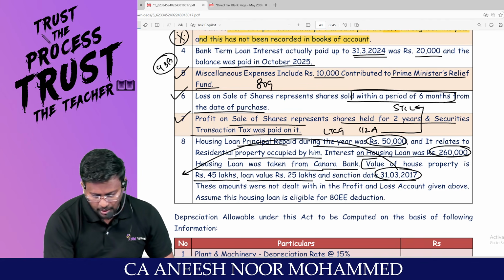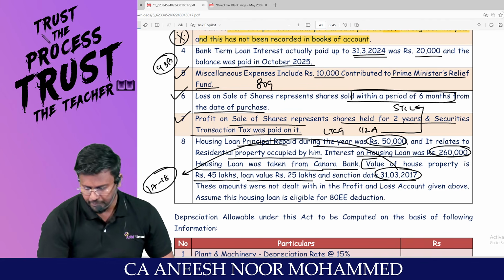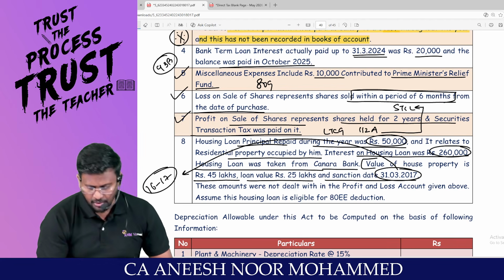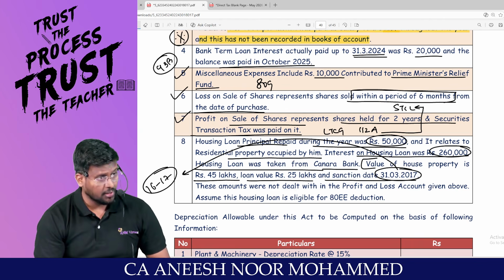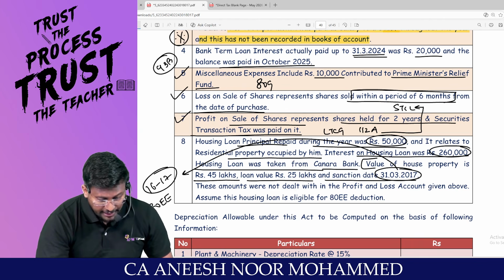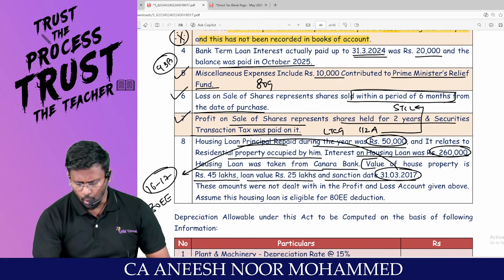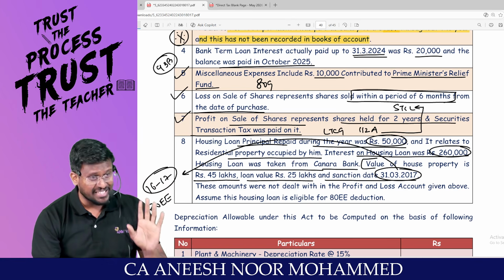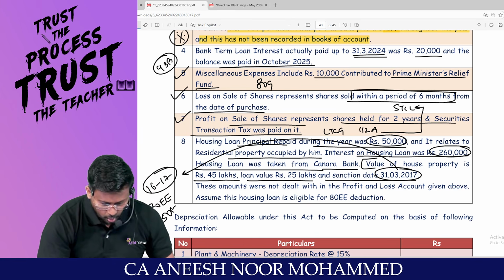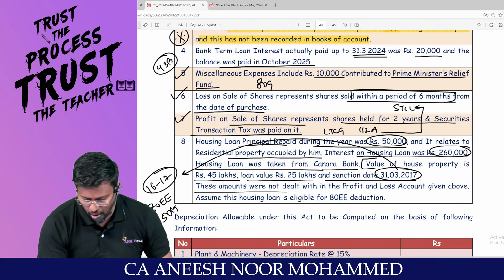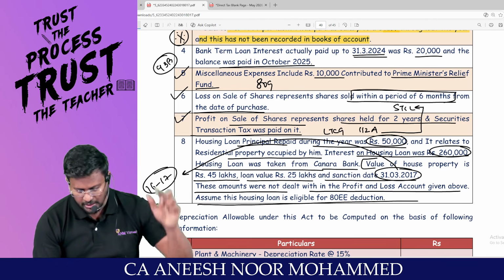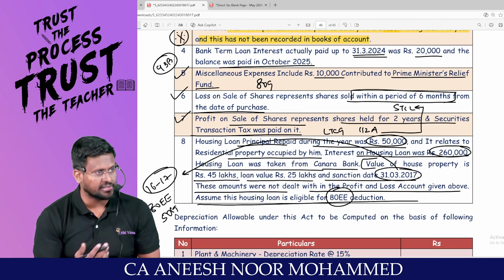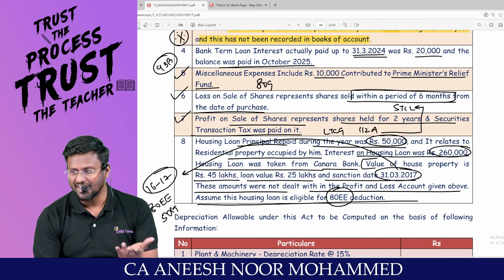Sanction date is 31/3/2017. That means, sir, the loan has been sanctioned in 16/17. Once the loan has been sanctioned in 16/17, sir, 80EE of Chapter 6A will be allowed. Out of 2,60,000, 2 lakh can be claimed as deduction under 24B. Remaining 60,000 is there. That will be restricted to 50,000. These amounts were not dealt in the P&L account given above, assuming this housing loan is eligible for 80EE deduction. Examiner themselves are saying that it is entitled for 80EE.